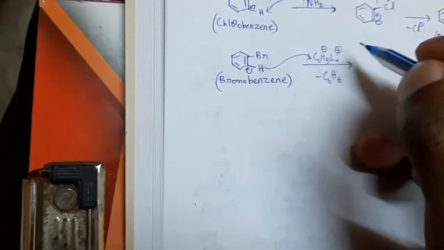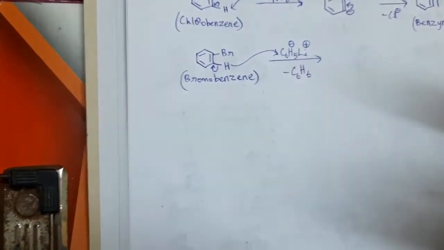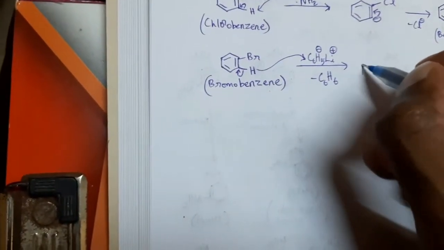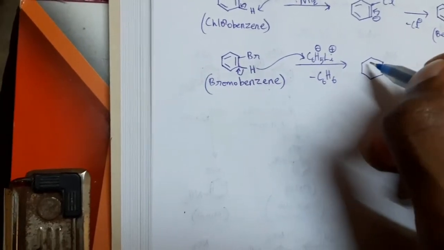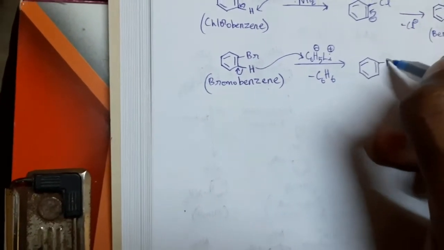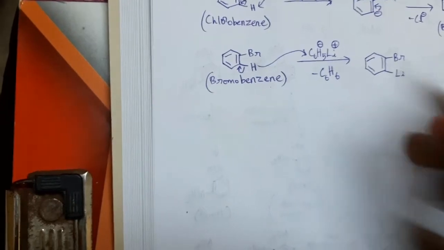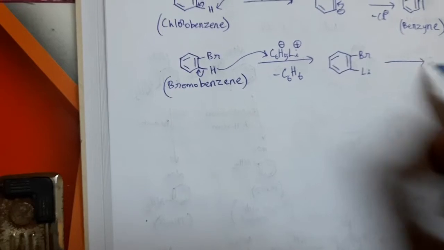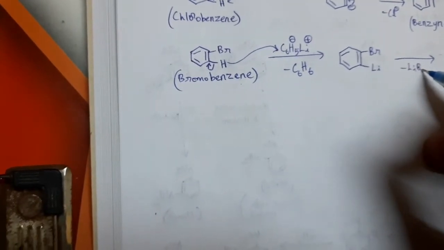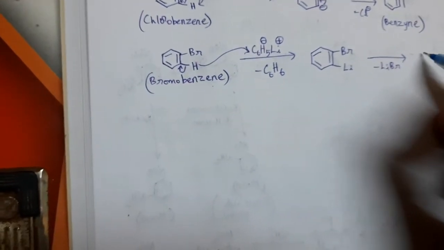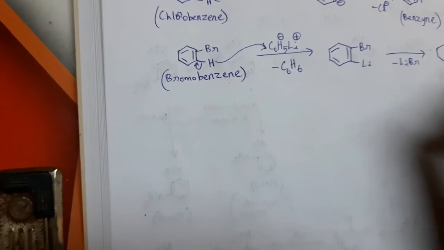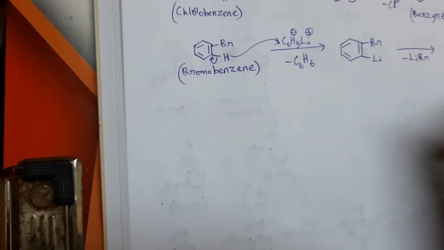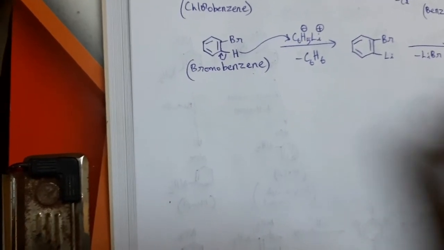H plus is removed. That H plus attaches to this C6H5 minus and is removed in the form of benzene. Then we can get this one, Br and Li. Li is substituted in place of hydrogen. In next step, LiBr, lithium bromide, is removed. Then we can get benzyne. So this is also another preparation method for benzyne.